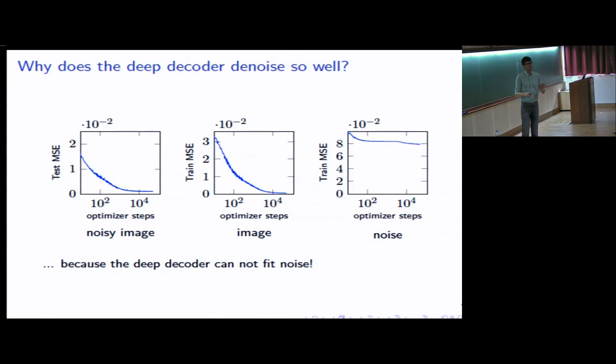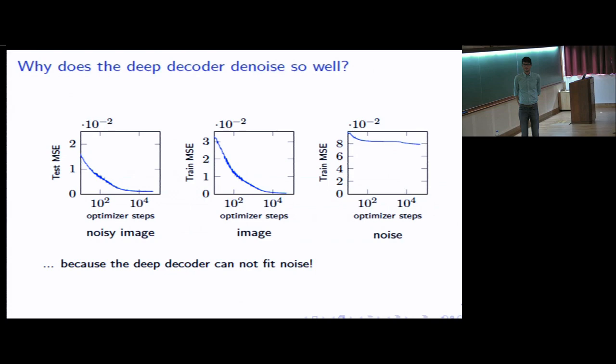So what happens if you hand the deep decoder pure noise? Well, you start off with a bad representation and you learn a little bit about that noise, but then more or less you plateau right away. So this is really convincingly showing that the deep decoder cannot fit noise because it doesn't have enough parameters.